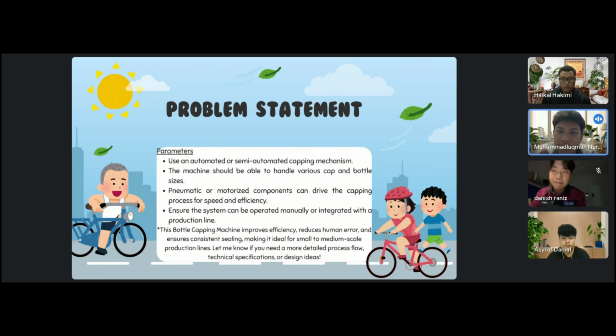For the parameters, the first one is to use an automatic or semi-automatic capping mechanism. Next, the machine should be able to handle various cap and bottle sizes, and pneumatic or motorized components can drive the capping process for speed and efficiency. The last one is to ensure the system can be operated manually or integrated with a production line.